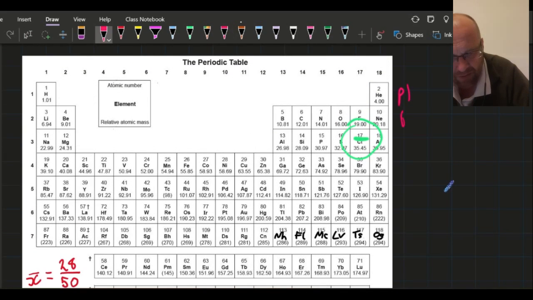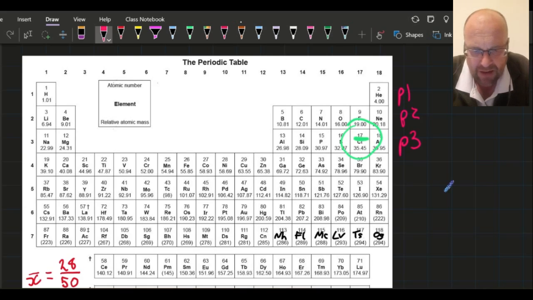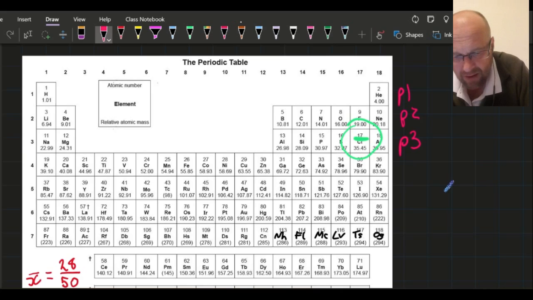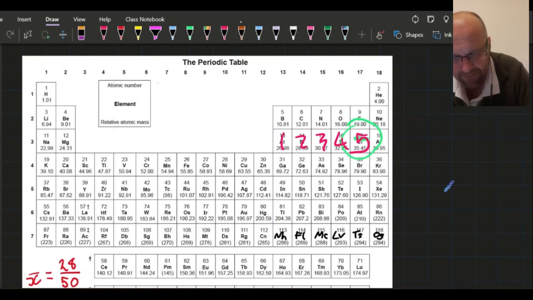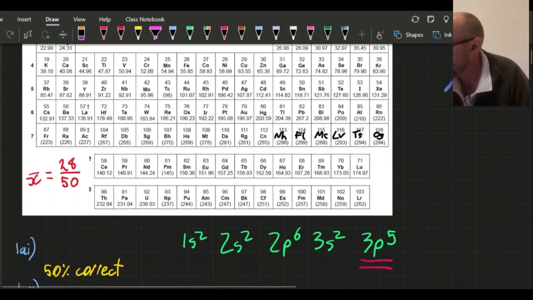That's period 1, it's period 2, it's period 3. Yes, so it's going to be in the third row. That's what the 3 means when it comes to the P block. And this is the P block, and it's the 5th one along. 1, 2, 3, 4, 5. Lovely. Next up.